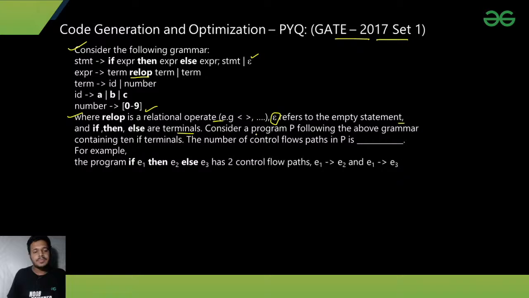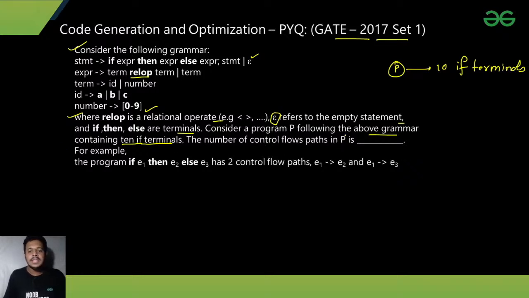Consider a program P following the above grammar containing 10 if terminals. The program P contains 10 if terminals. Now, the number of control flow paths in P: how many control flow paths are there in P?